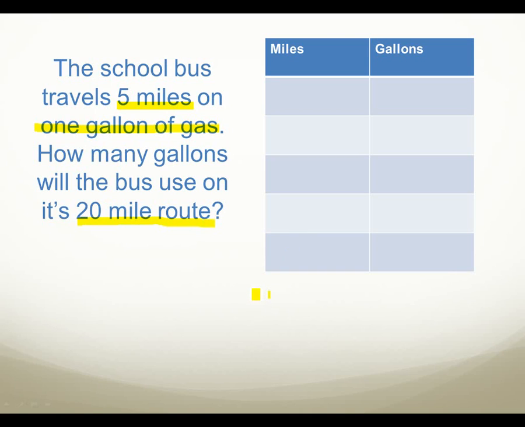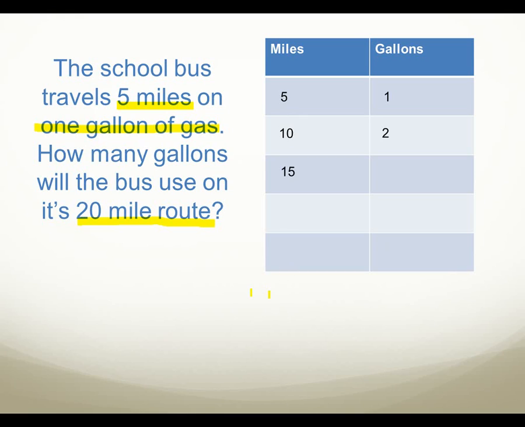Okay, so let me make a table. You can see I put my headings on the top here, my miles and gallons. Okay, I'm going to start out writing what I know. So I know for 5 miles, okay, so I'm going to fill it in there, 5 miles, they use 1 gallon of gas. All right, so they're going to travel another 5 miles, and they're going to use another gallon of gas. So they've used 2 gallons now.